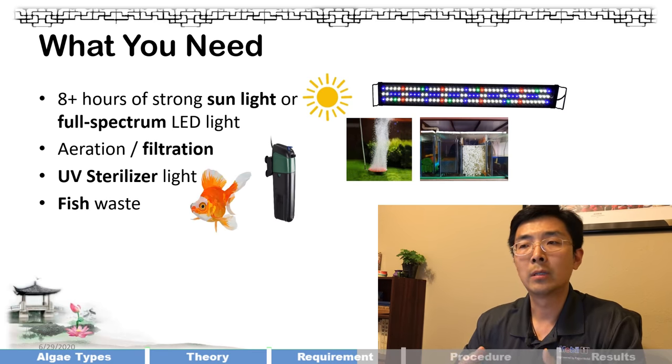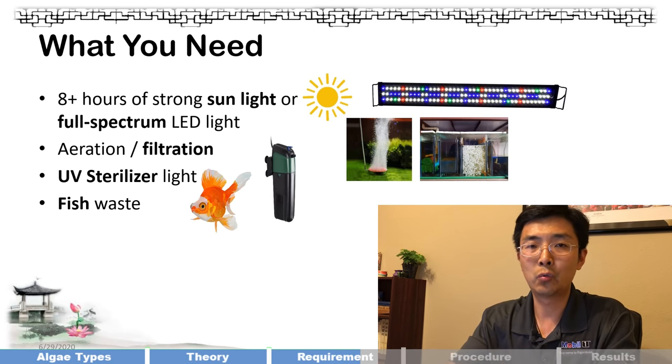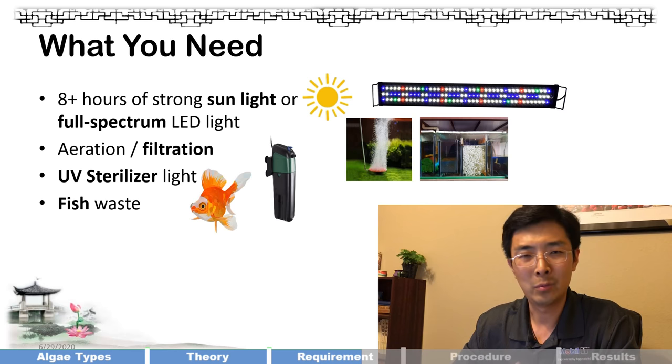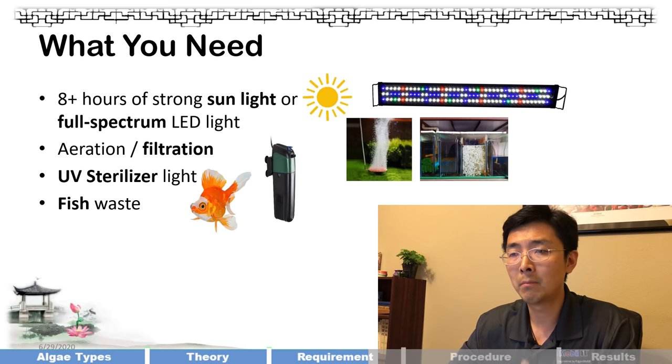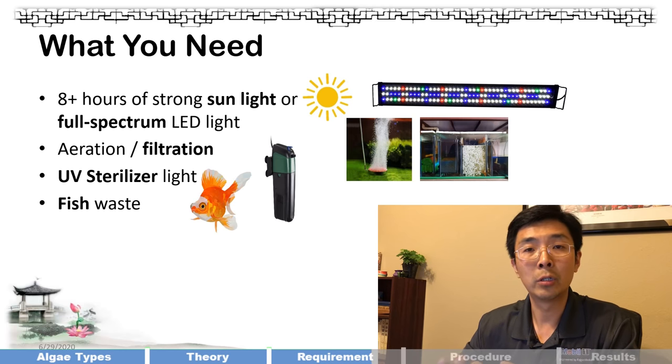The last one is fish waste. I'm not gonna ask you to collect the fish waste and dump it into the tank. Simply, what you can do is put in some fish. If you have fancy goldfish, do not use your fancy goldfish as experimental material, but get some common fish or some cheap goldfish and put them in your tank.